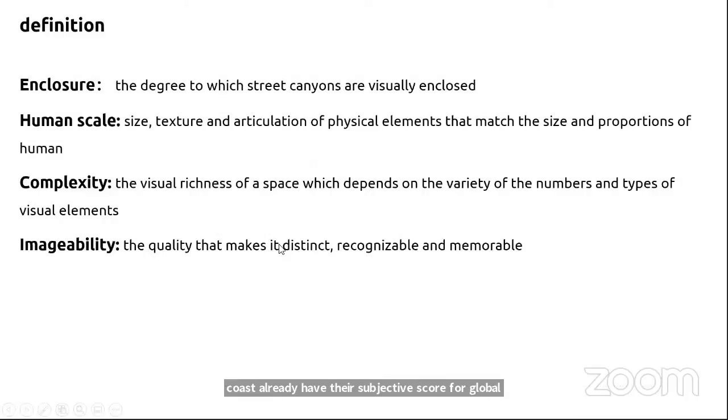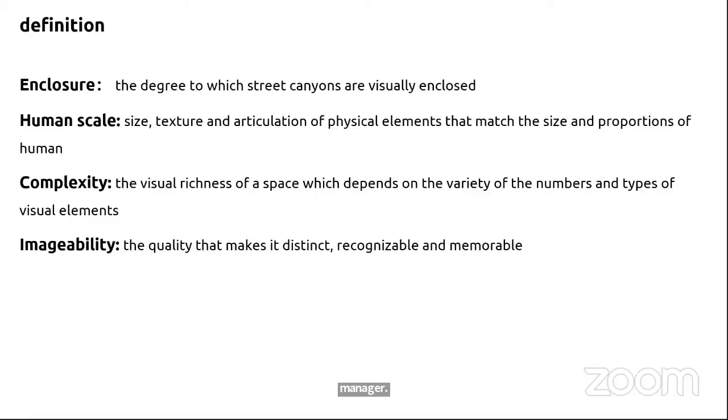Here is the definition of the street view quality score we evaluated in this research. They are from the literature review. Enclosure refers to the degree to which street spaces are visually enclosed. Human scale refers to size, textures, and articulation of physical elements that match the size and proportions of humans. Complexity refers to the visual richness of the space, which depends on the variety of the numbers and types of visual elements. And imaginability refers to the qualities that make the streetscape distinct, recognizable, and memorable.